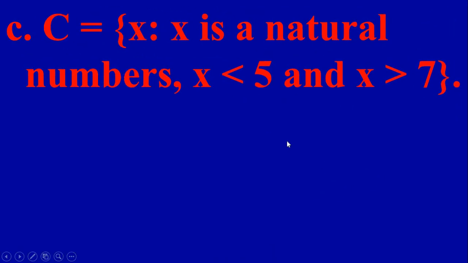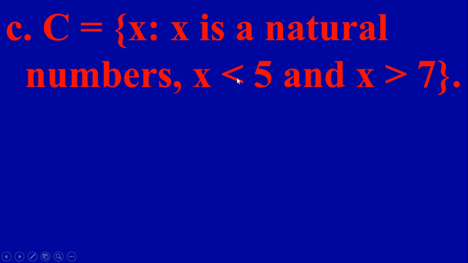So next question, C equal to set of all x such that x is a natural number and x should be less than 5 and x is greater than 7. Here, x is a natural number and it should be less than 5. And important, it is given "and", so both conditions should be satisfied. The same number less than 5 and more than 7 is not possible.